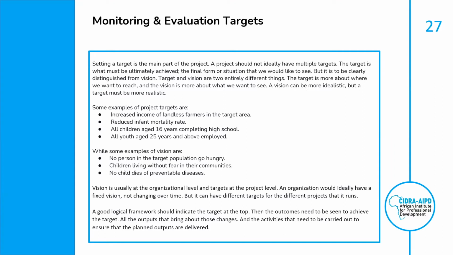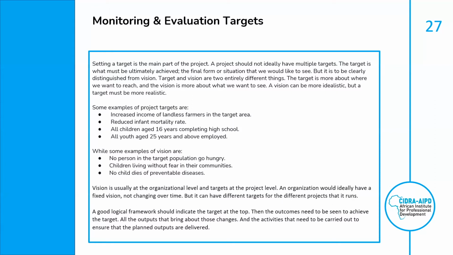A project should not ideally have multiple targets. The target is what must be ultimately achieved, the final form or situation that we would like to see, but it is to be clearly distinguished from vision. Target and vision are two entirely different things. The target is more about where and what to reach, and the vision is more about what we want to see. A vision could be more idealistic, but a target must be more realistic.